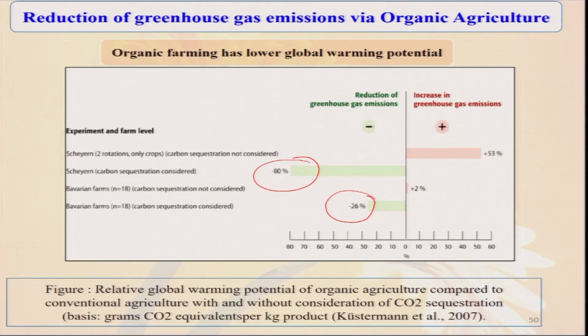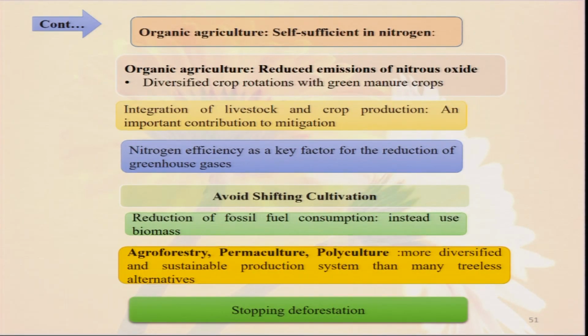particularly in a cropping system. And if we see, organic agriculture is self-sufficient in nitrogen. In most cases, when we are growing legume crops, we do not have to apply any fertilizer from outside. So if it is sufficient within itself in nitrogen, then there is no need of inorganic fertilizer, especially nitrogen.